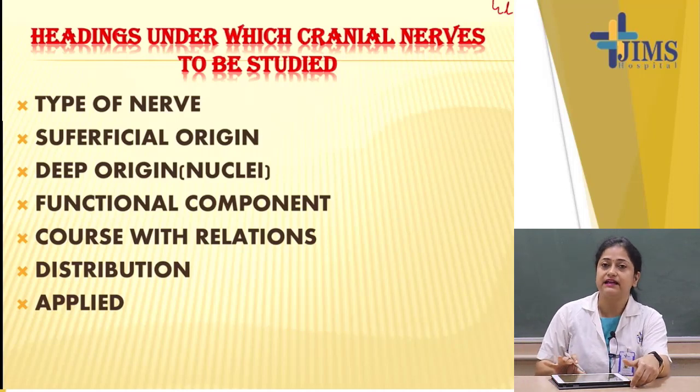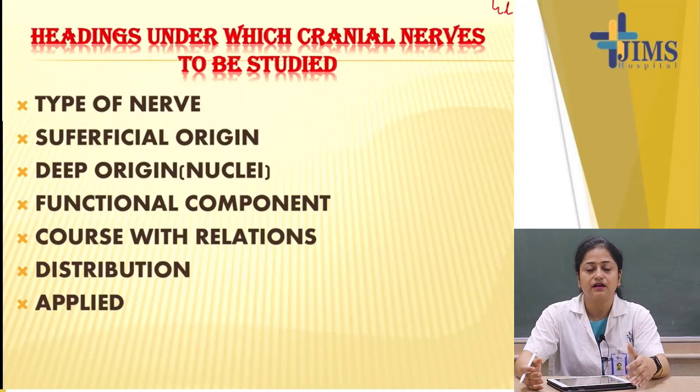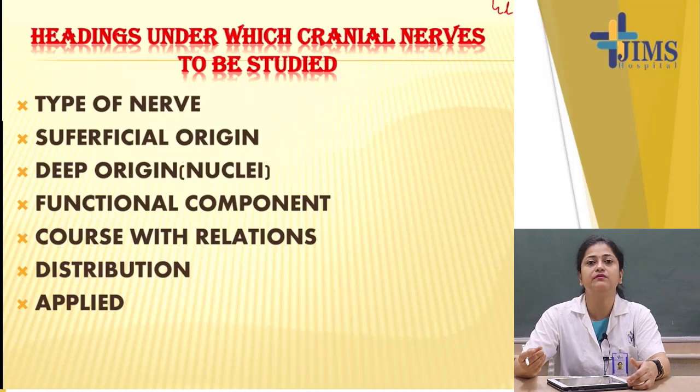We had said that when we are studying these cranial nerves, we will be studying the 12 pairs of cranial nerves. Each of the nerves we have to study under the following headings. We discussed the first one, the type of nerve, whether it is a sensory nerve, a motor nerve, or a mixed nerve. Then the superficial origin of the nerve, that is from which part of the brain the cranial nerve is coming out.